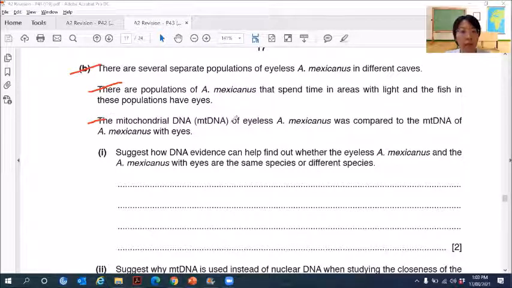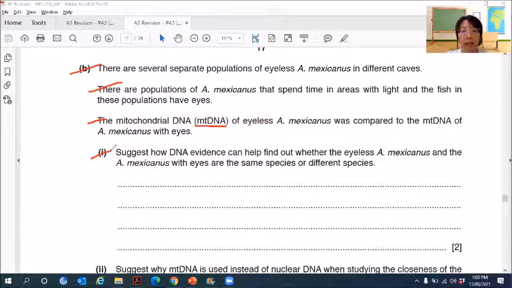The mitochondrial DNA, mtDNA, of the eyeless A. mexicanus was compared with the mtDNA of the A. mexicanus with eyes. So this is another way to compare the genetic relatedness between two organisms using DNA hybridization. So they tried to hybridize the mitochondrial DNA from the two organisms, in this case, the two organisms of the same species.